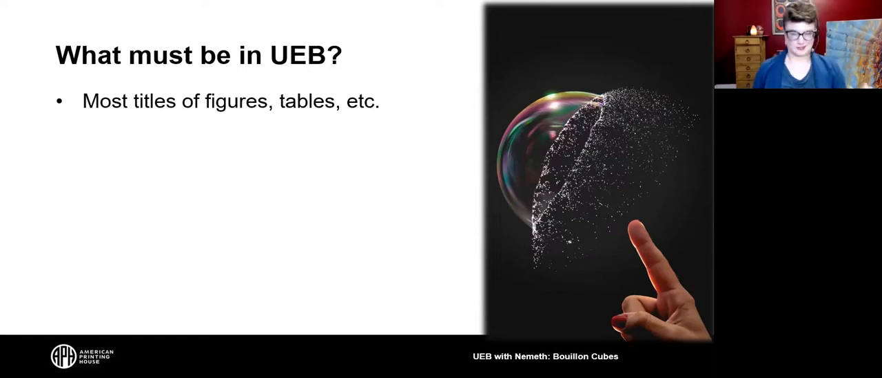Okay, those are not decimals. Those are just periods separating the section and subsections in a title. So if you have a title of a figure or table and it's using a period in a way that's not a decimal, that goes in UEB. Keep that outside the bubble.